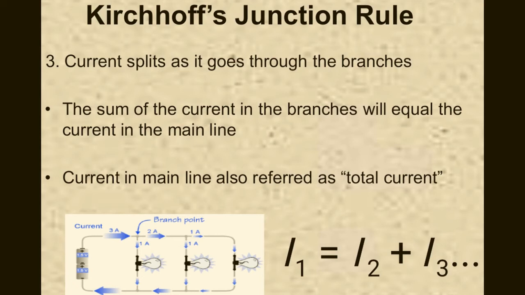One easy way to think about this is to think about it as each branch being a different lane in a tollway. And each one of those light bulbs represents a toll tag. The more lanes that you have, the more cars are able to go through, and you're going to have a greater total current overall.